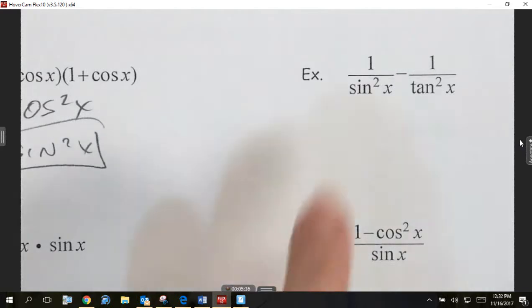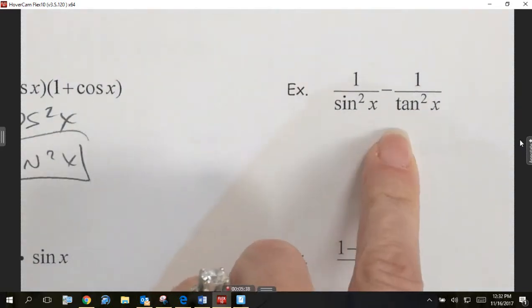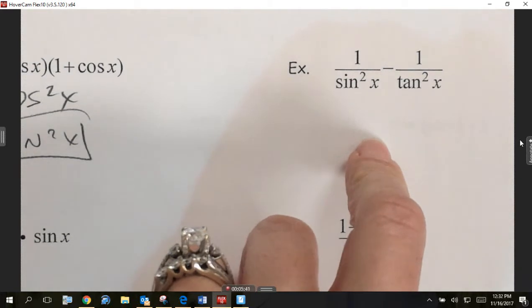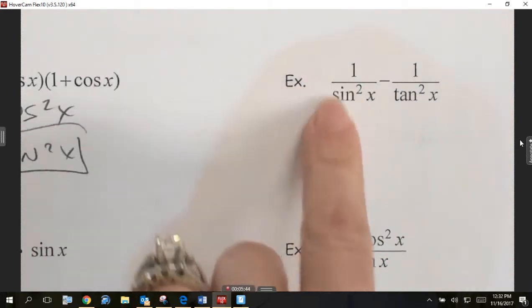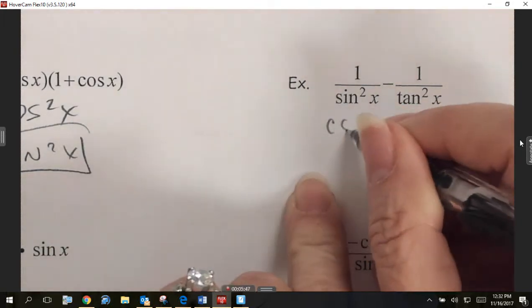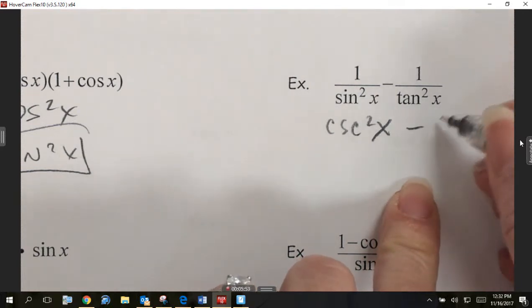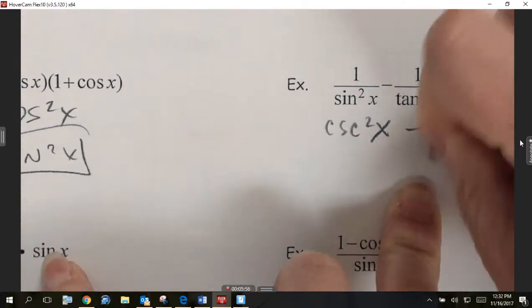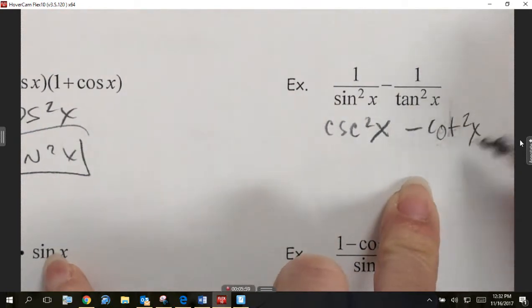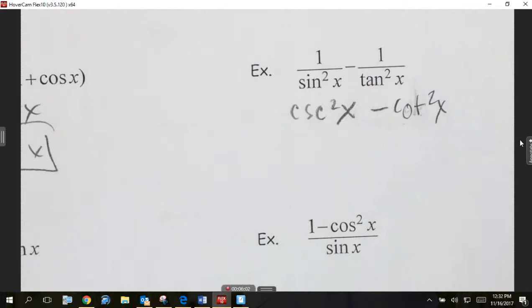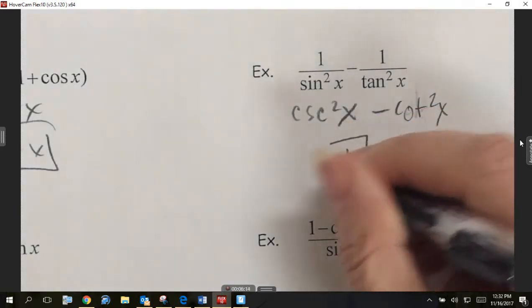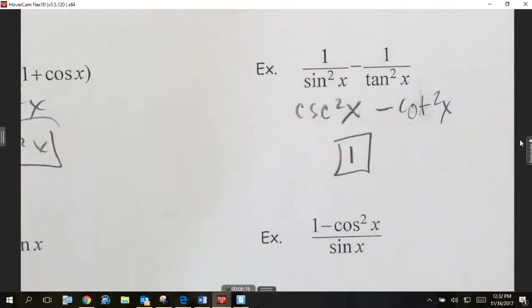Okay, the next one we've got fractions and subtraction. Is there a way to not make these fractions? What's 1 over sine squared? Cosecant squared, minus, what's 1 over tangent squared equal to? Cotangent squared x. And is that an identity by any chance? What is it? Oh, it's 1. How nice. That came from our Pythagorean identities.